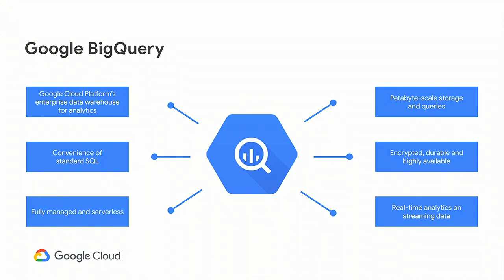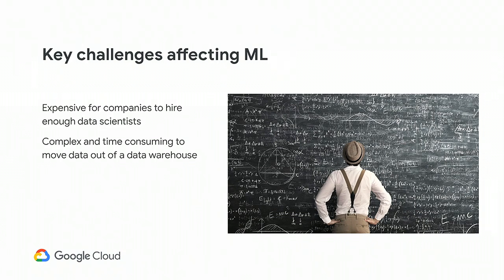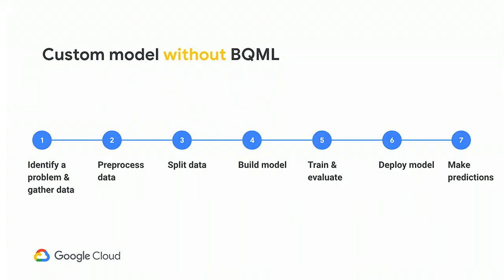So BigQuery is a great starting point for machine learning because you often need a lot of data to get started with machine learning. But if you haven't ever built a machine learning model before, that process can be daunting. There's a lot to learn. It's also expensive for companies to hire enough data scientists to build these machine learning models. And it's complex and time-consuming to take your data out of a data warehouse like BigQuery and feed it into your machine learning pipeline.